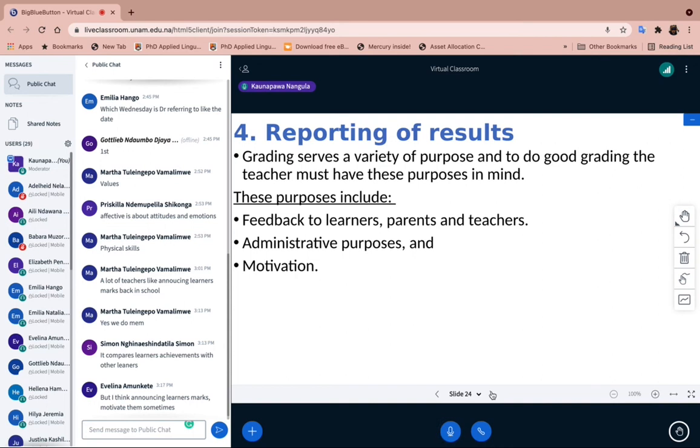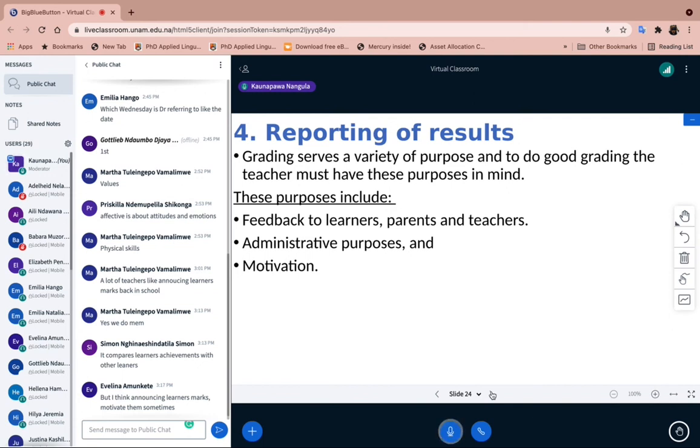Grading serves a variety of purposes, and to do good grading, the teacher must have these purposes in mind. We have a number of purposes that come with grading, for example feedback to the learners, parents, and teachers, and then the administrative purpose, and the motivation purpose. Within this, feedback on the progress: how are they doing? What do they need to work on to improve?